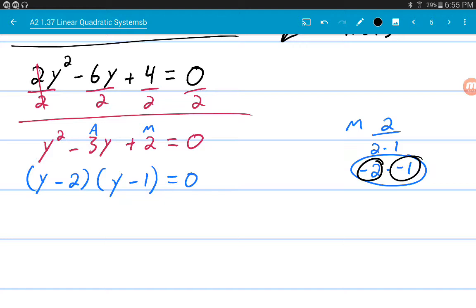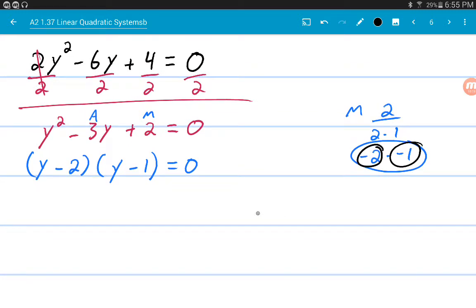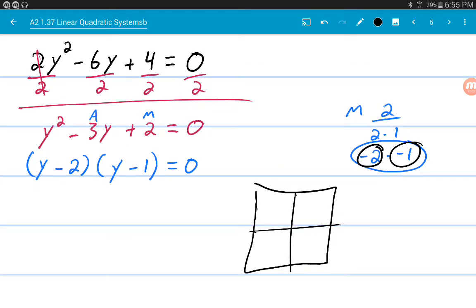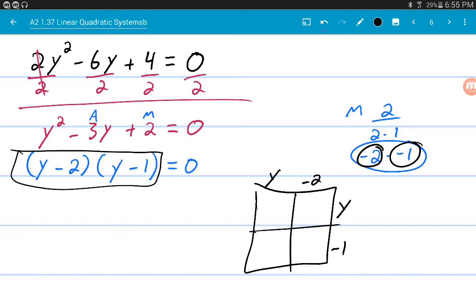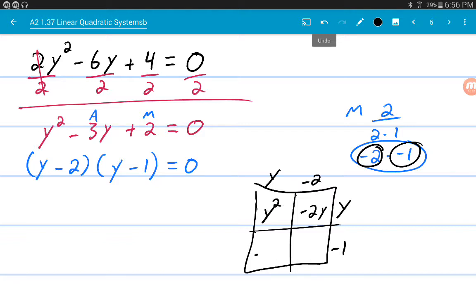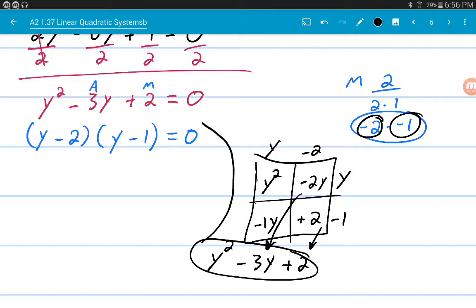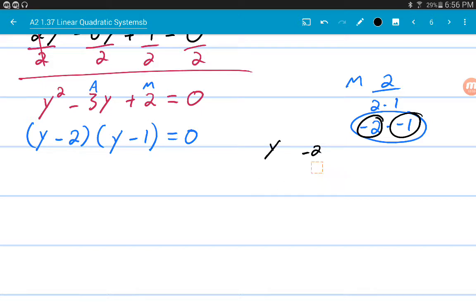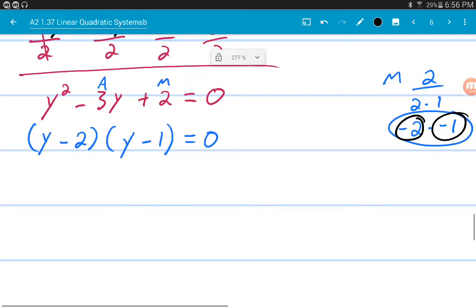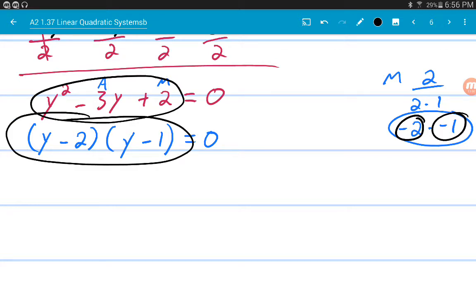If you don't know where these came from, because you're a little rusty on this, I'll just do a little scratch work and then erase it. Y minus 2 times y minus 1. If I wanted to multiply these back to prove to you, it is y squared, negative 2y, negative 1y, and positive 2. When you bring these out, y squared minus 3y plus 2. Hey, wait, that's exactly what we started with. Okay, so that was a little proof that my factoring was equal to what it started as, and I wasn't just making that up.